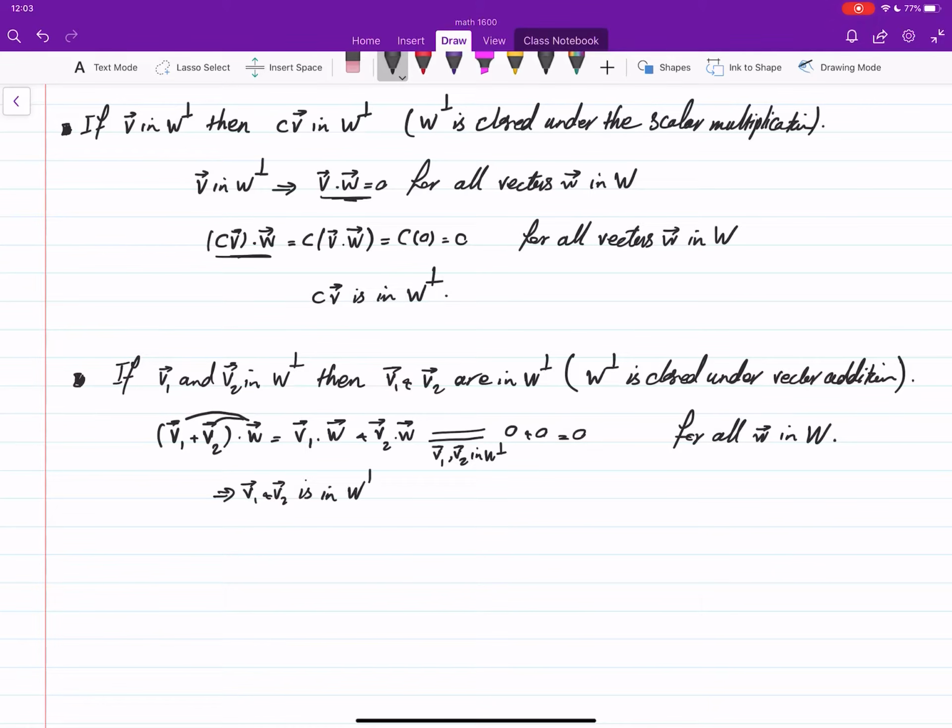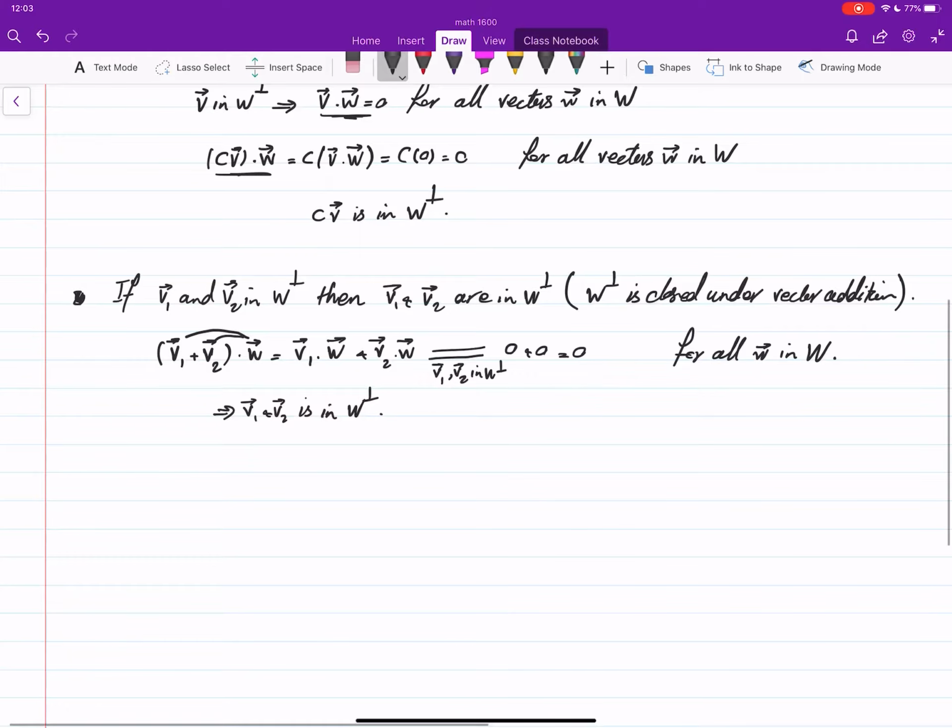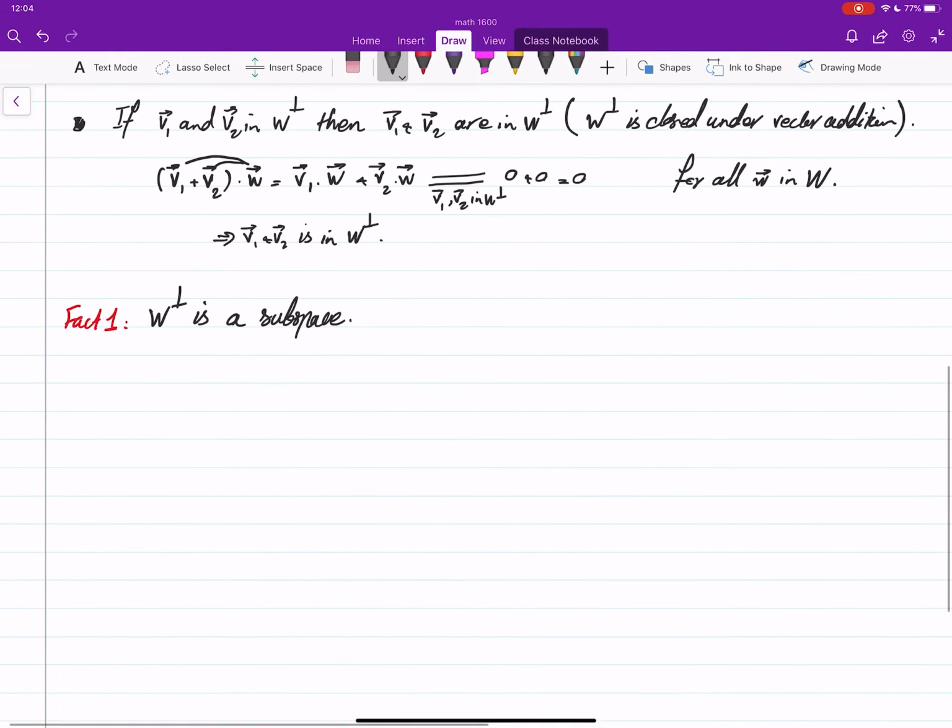Well, if I put all these three together, what I have is fact one, that W perp is a subspace. So you start with a subspace, find its orthogonal complement, and it is going to be another subspace.